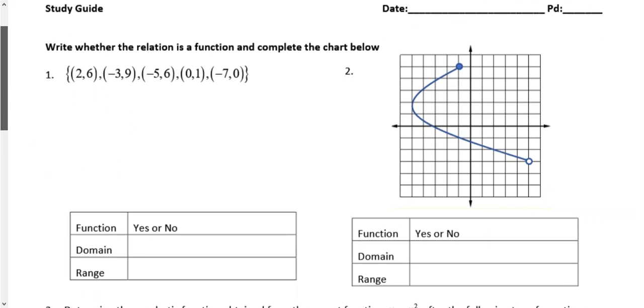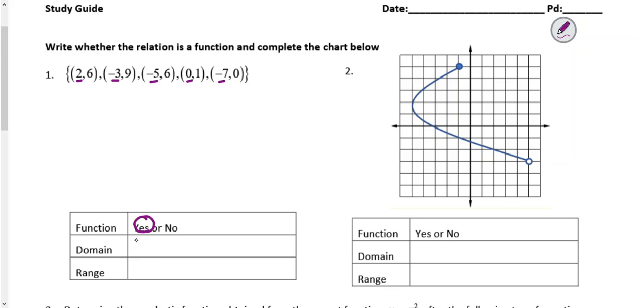So the first two questions ask us to decide whether the relation is a function and complete the chart. So looking at number one, looks like I have 2, -3, -5, 0, -7. So I can say, yes, this is a function because my x values do not repeat.